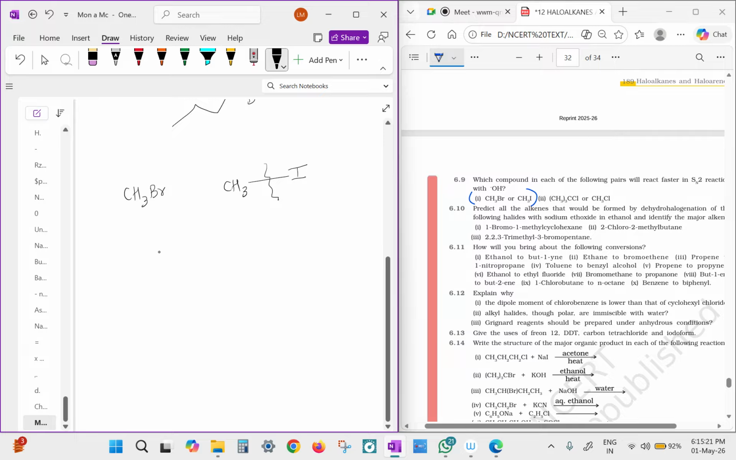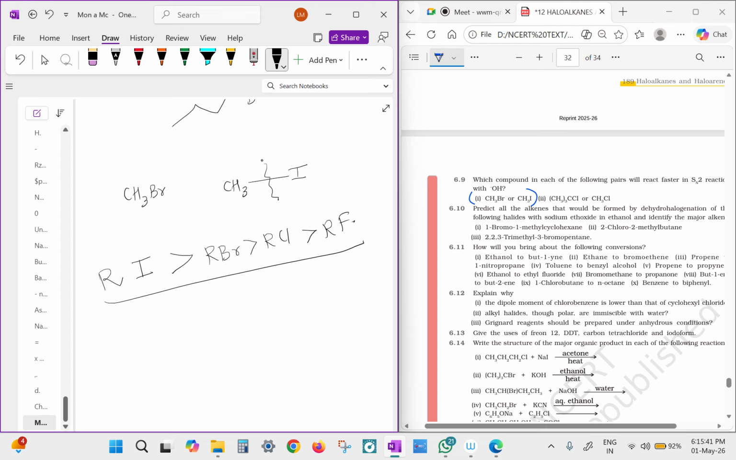Whenever the reactivity is considered, reactivity of the iodo compounds will be maximum. RI will be more reactive than RBr, which will be more reactive than RCl, which will be more reactive than RF. This is universal, ma'am. Don't have any doubt about that. Because of the longer bond, it is easier to cleave open. Okay.